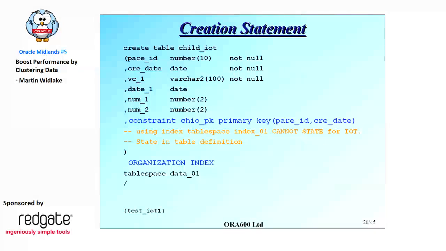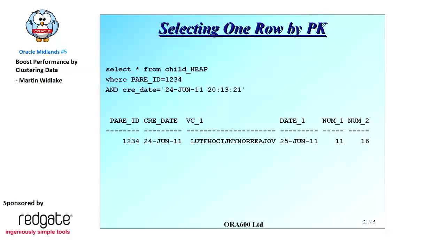And a quick example, that's how to create a simple IoT. It's all there in the notes, and you have to have your primary key, and just say organisation index and tell it where to stick it. It creates an index, it doesn't create a table. If you try and look at the table segment, it won't exist. It confuses the hell out of me every time I do it. And I've been using these for years, because I'm thick.